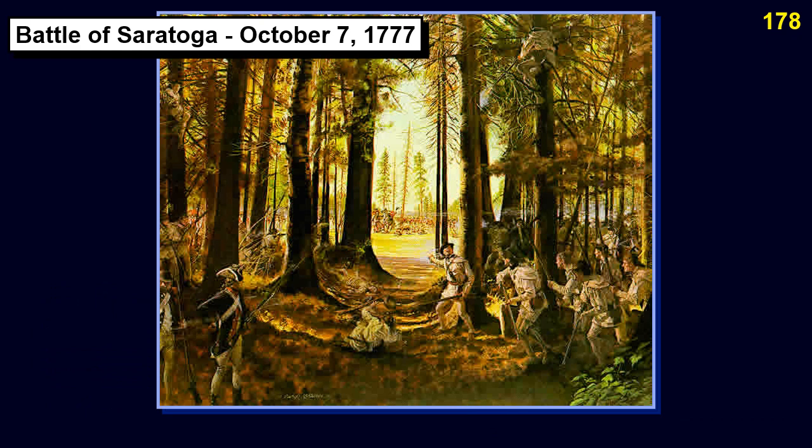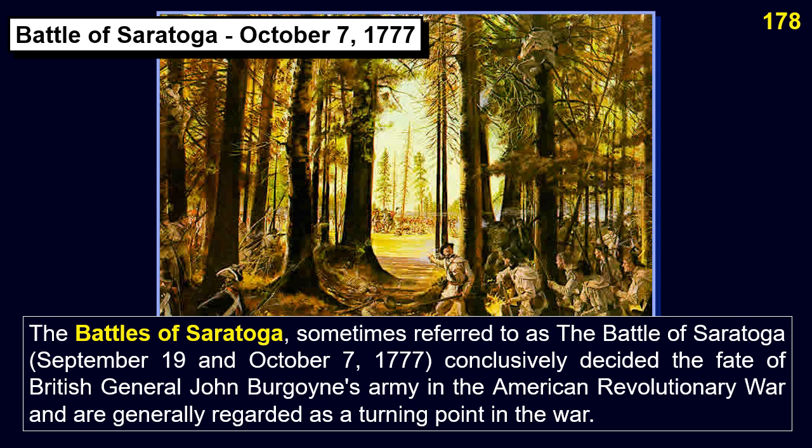The Battles of Saratoga, sometimes referred to as the Battle of Saratoga, September 19 and October 7, 1777, conclusively decided the fate of British General John Burgoyne's army in the American Revolutionary War and are generally regarded as a turning point in the war.